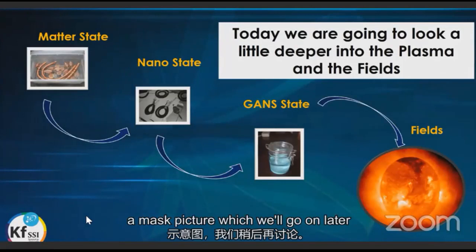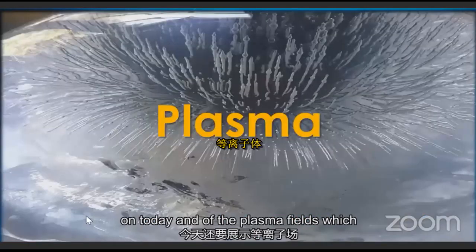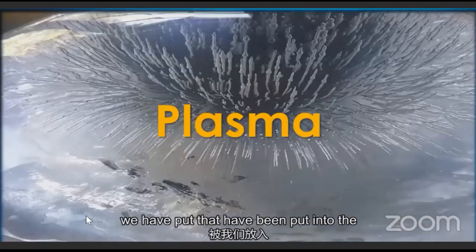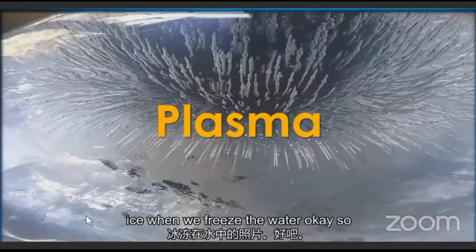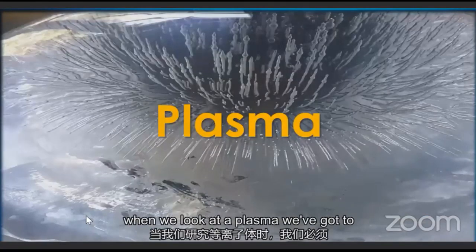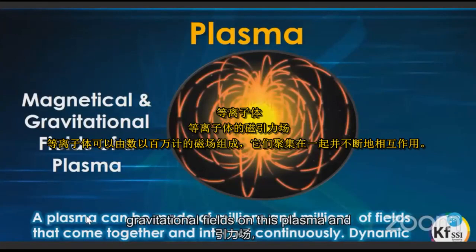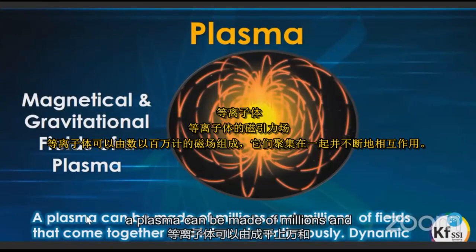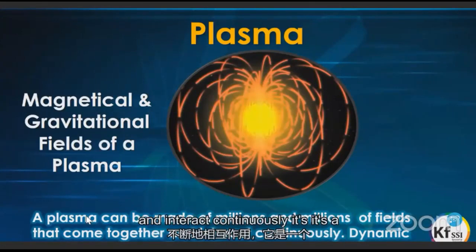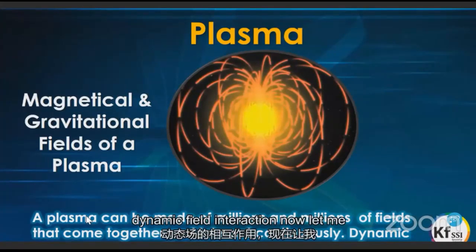Here's just a nice picture, which we will go over later today, of the plasma fields that have been put into the ice when we freeze the water. Okay, so when we look at a plasma, we've got to look at the magnetical and gravitational fields of this plasma. And a plasma can be made of millions and millions of fields which come together and interact continuously. It's a dynamic field interaction.